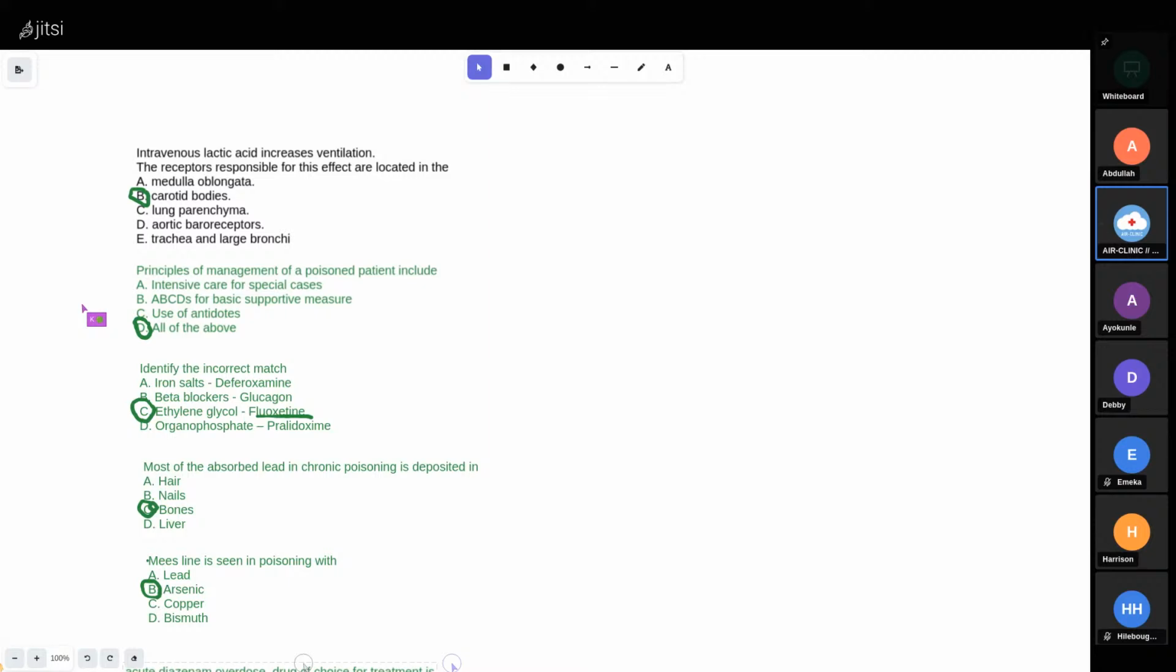Iron. Deferoxamine. Yes. Beta blockers. Glucagon. Glucagon, not atropine. Calcium channel blockers. You can use glucagon in both beta blockers and calcium channel blockers. Additionally, for calcium channel blockers, you can use calcium gluconate and high dose insulin.